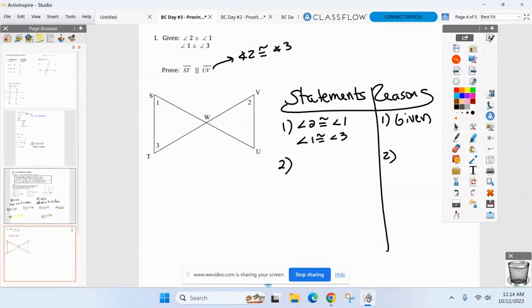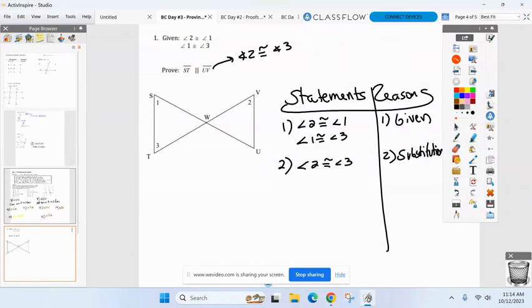Anybody see it? It's up here. 2's already congruent to 1 and 1's already congruent to 3, so 2 and 3 must be congruent by substitution. So that's how we got 2 congruent to 3 here.